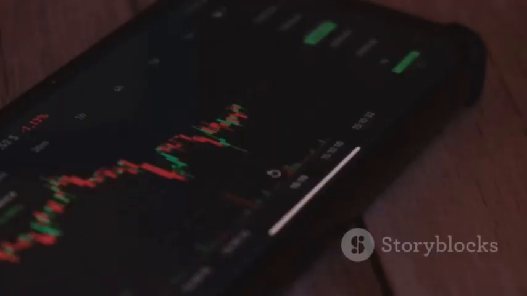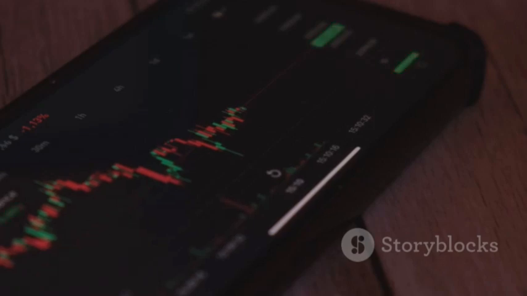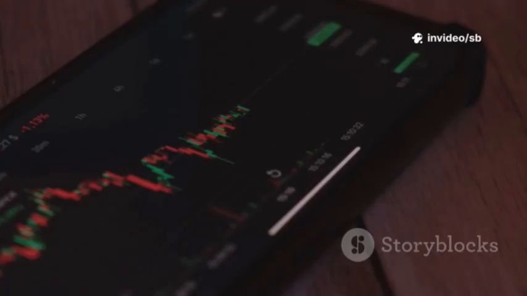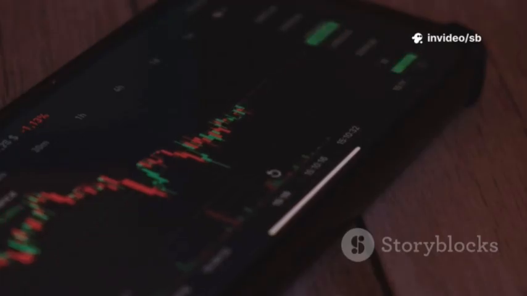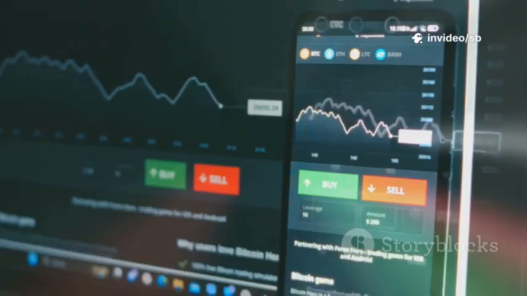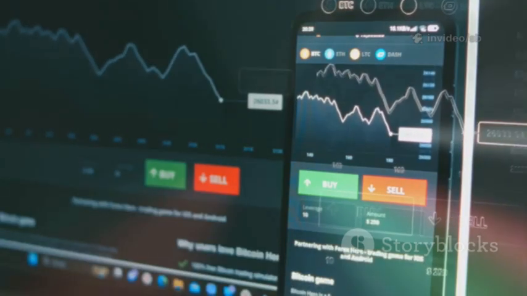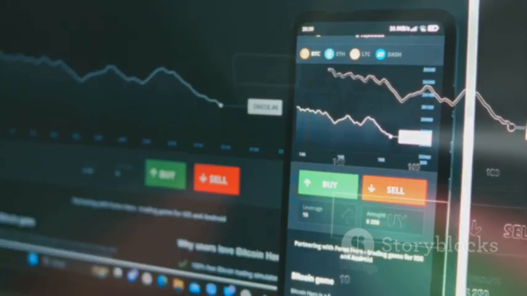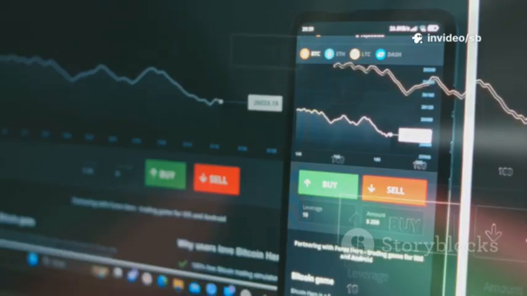For added confirmation, look for the price to show a bullish signal, such as a bullish candlestick pattern forming right at the trend line. This indicates that buyers are stepping in and rejecting lower prices. Prudent risk management dictates that you place your stop-loss order just below the trend line. This placement protects your capital if the price unexpectedly breaks below the trend line.